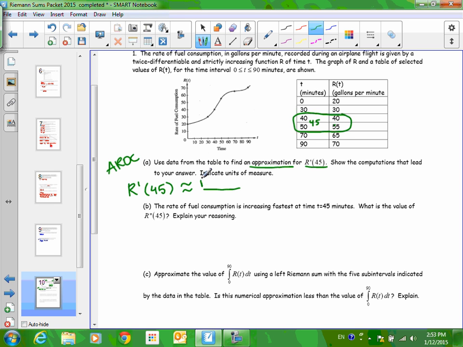Right. R of 50 minus R of 40, and then 50 minus 40 goes on the denominator. Some of you might have been thinking, well, I was just going to write 55 minus 40 over 50 minus 40. In other words, y2 minus y1 over x2 minus x1.